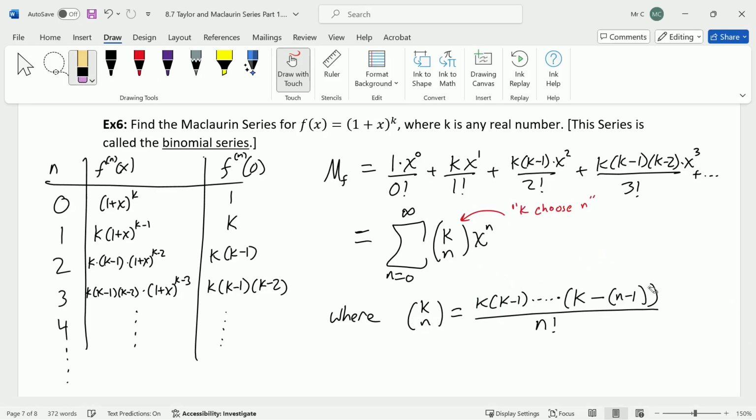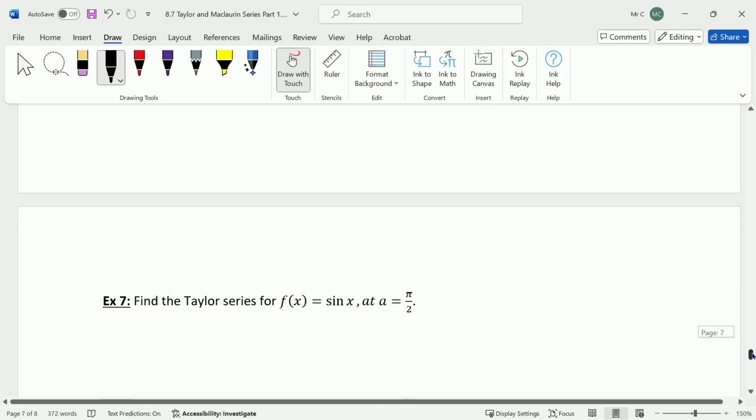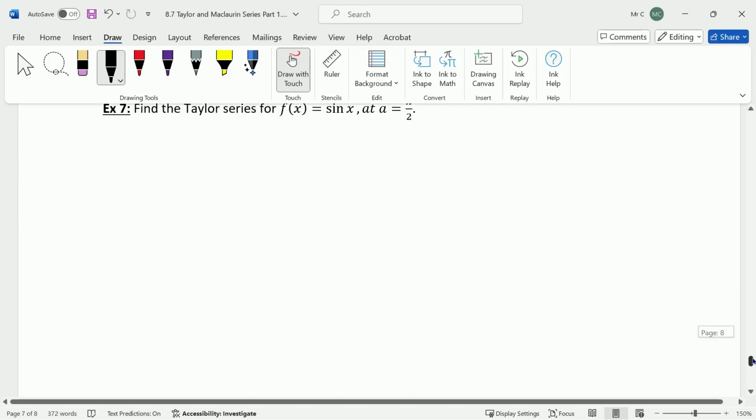Or maybe I should have said more clearly, like this is the nth term. Just trying to think about how to best say that, right? So when I look at the third term, this is always 1 less than that. Second term, 1 less than that. Okay, hopefully that's clear. So anyways, moving on to our last example.